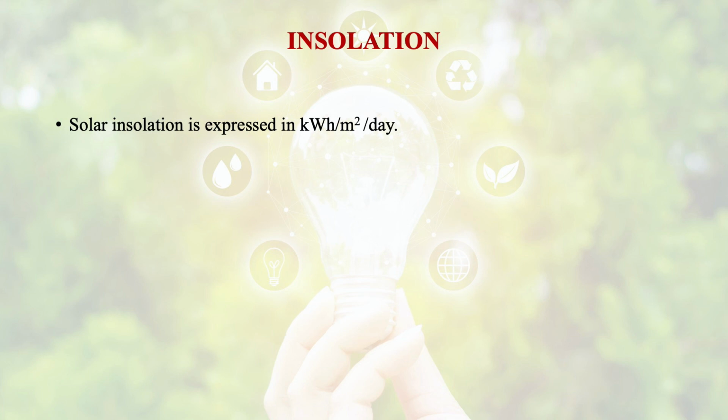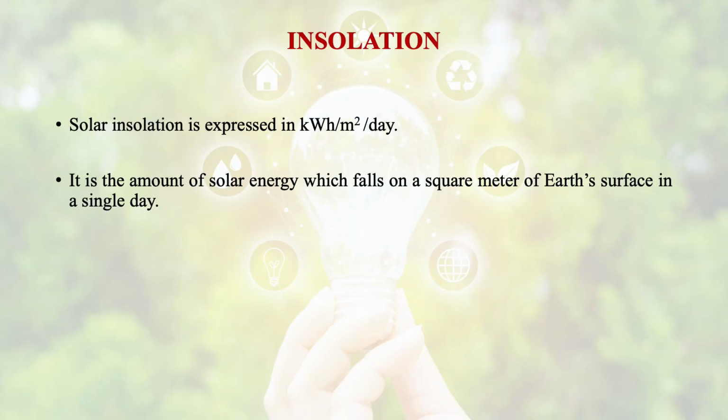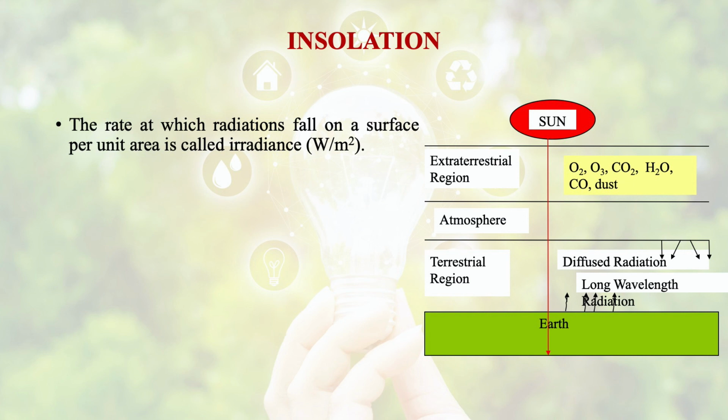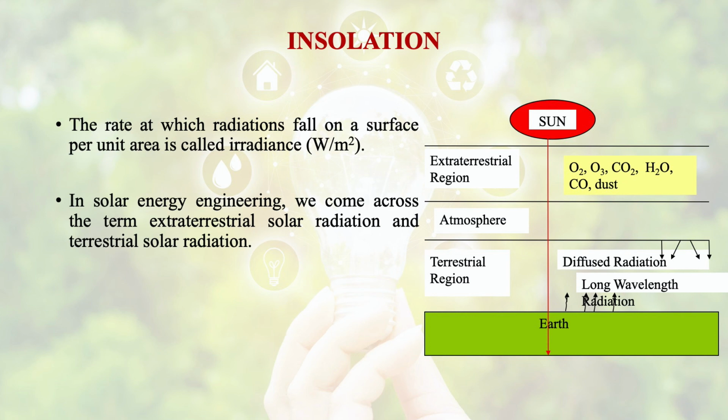Generally, this solar insolation is expressed in kilowatt hour per meter square per day, because the unit for solar radiation is kilowatt hour and we are measuring it per unit area, so per meter square and per day. It is the amount of solar energy which falls on a square meter of Earth's surface in a single day. The rate at which radiations fall on the surface per unit area is called irradiance and is given by watt per meter square.